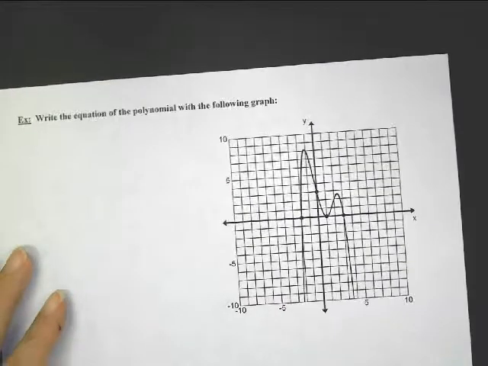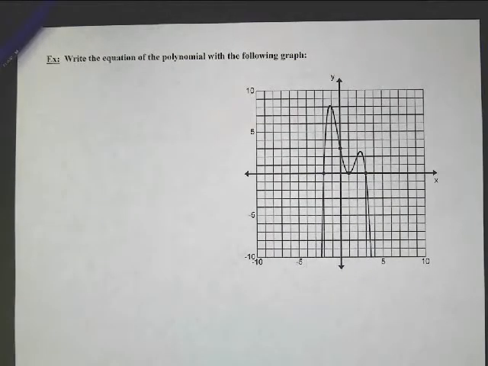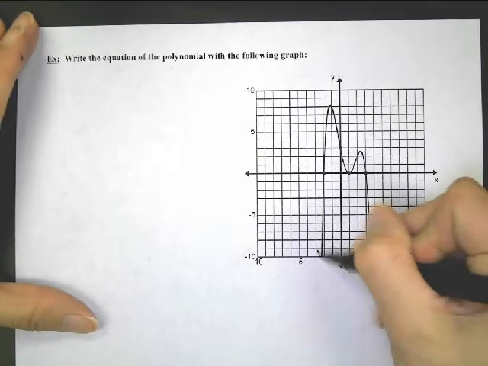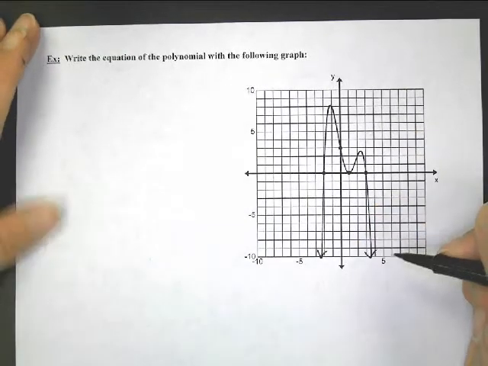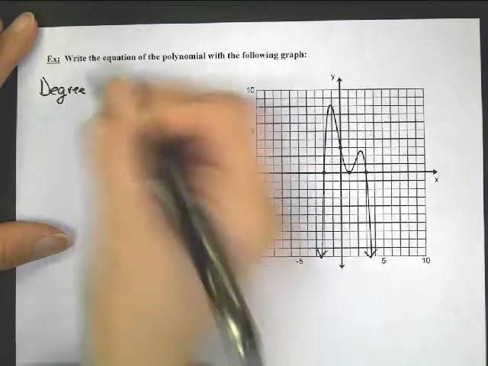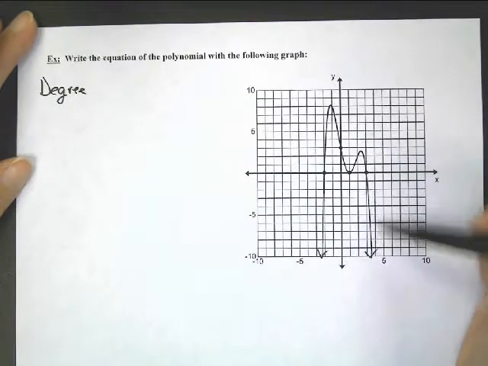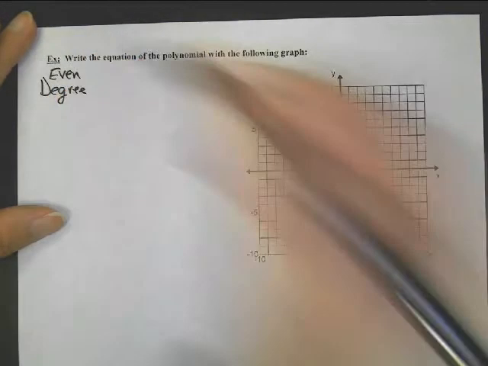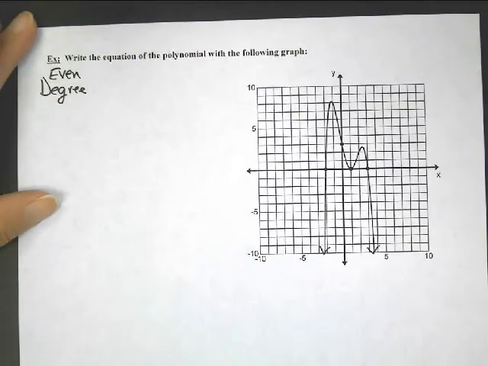Okay, let's do another one. So what are those questions you need to ask yourself? Look at this graph. Look very carefully at where it's touching, and look at the ends. Let's go ahead and state. Let me ask you: is it even or odd? Definitely even. So what's the degree?